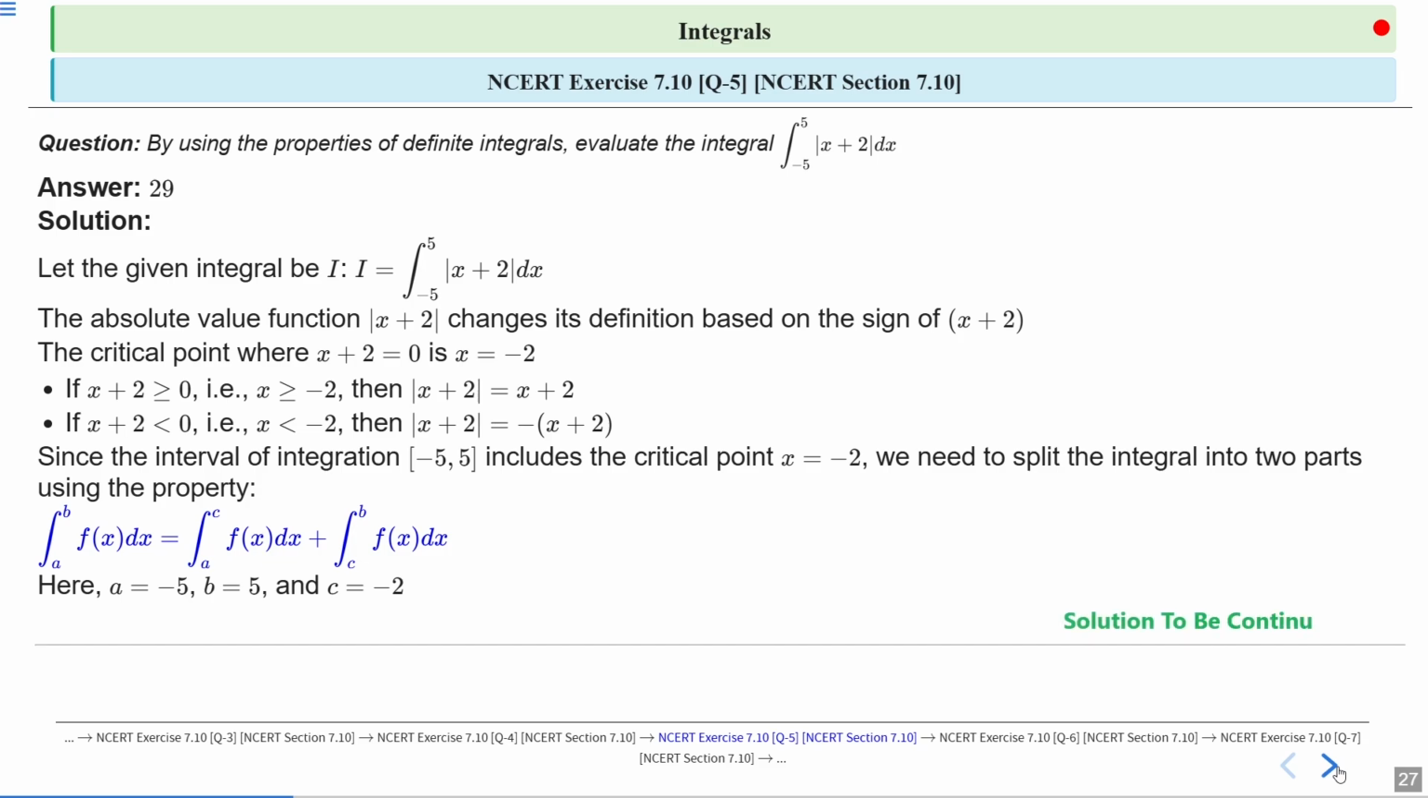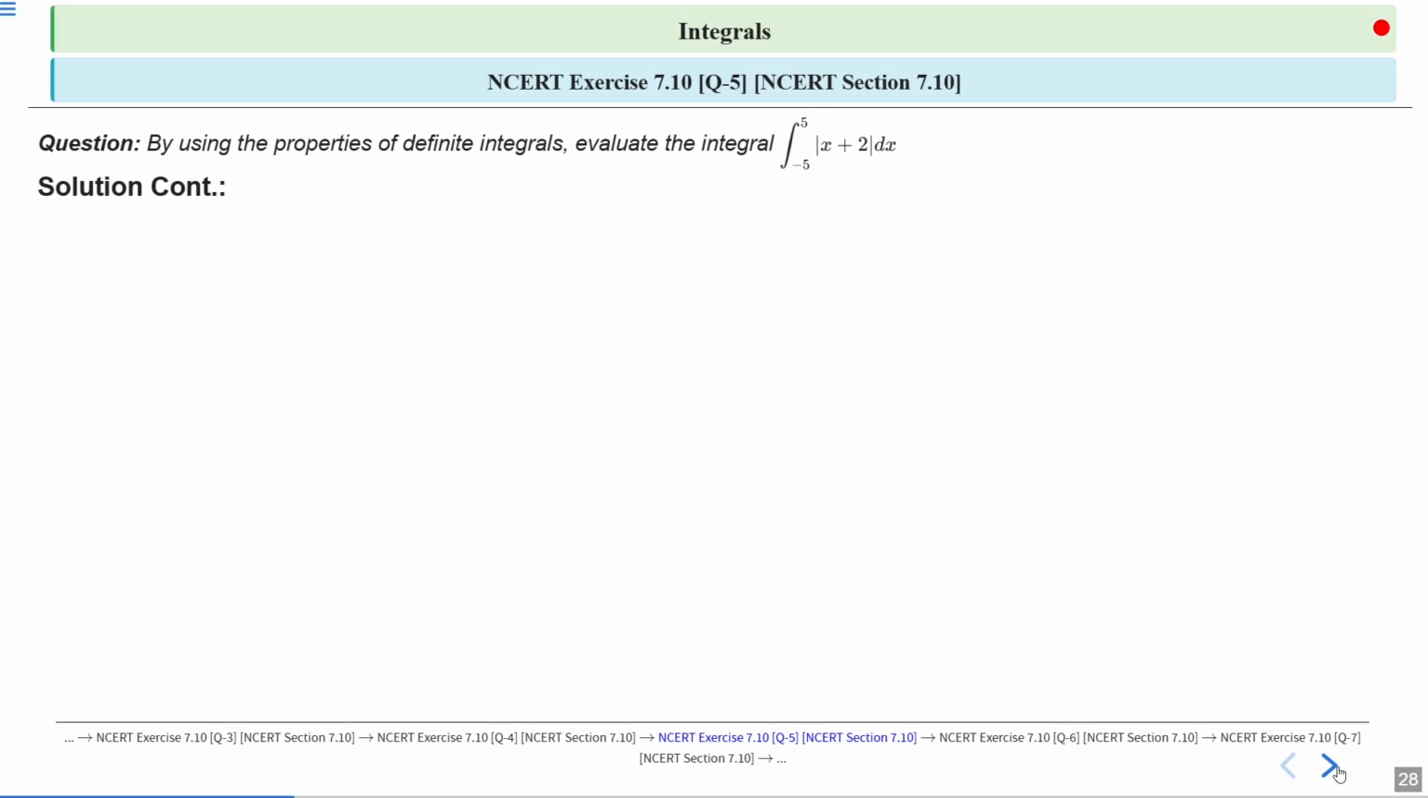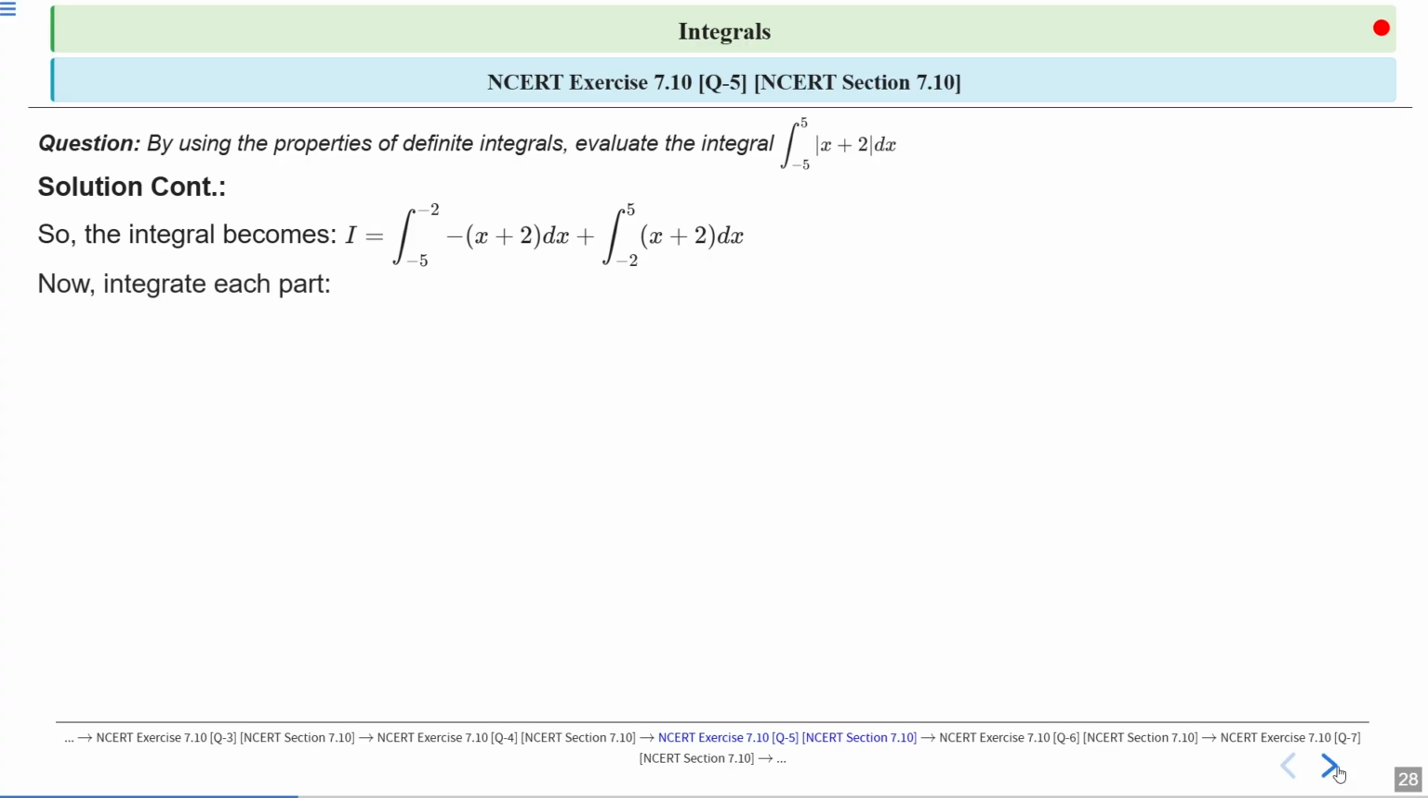We split the interval at the critical point. So the integral I is equal to the integral from -5 to -2, where the value of the absolute value function is -(x + 2), plus the integral from -2 to 5, where the value of the absolute function is x + 2, dx. Now integrate each part.